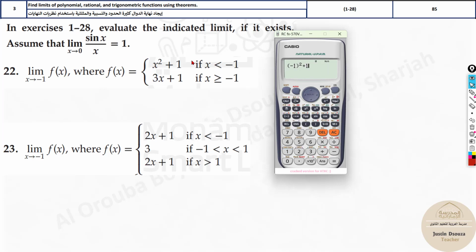You can definitely do x squared plus 1 in the calculator and do it. But since we are not going to change this value, we are not going to use this value again, I directly substitute -1. The answer is 2 here.